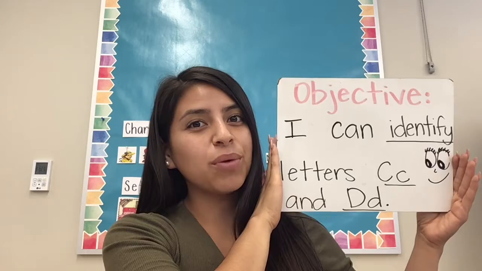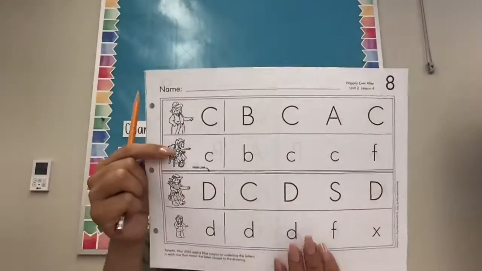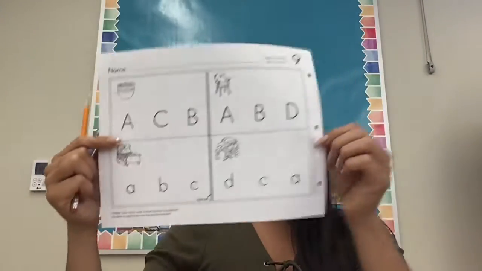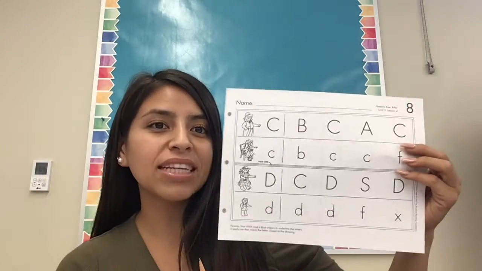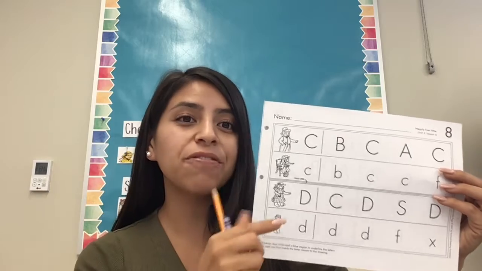So now that we know what we're going to be talking about, go ahead and pull your materials out. For today, you will be needing a pencil, a blue crayon, and your worksheet, activity page 8 and activity page 9. We will be doing activity page 8 together shortly, but first, I'm going to go over letters C and D. I'm going to be using my whiteboard, so if you have a whiteboard at home, maybe you can follow along with me. So now I'm showing you my whiteboard.